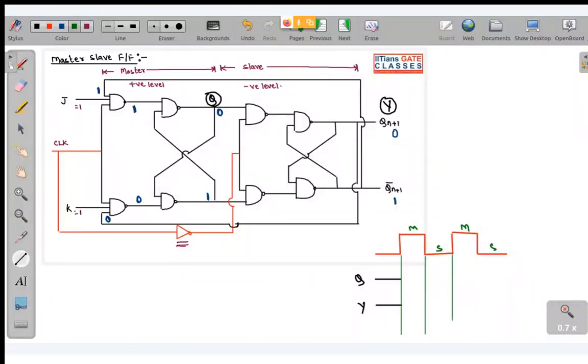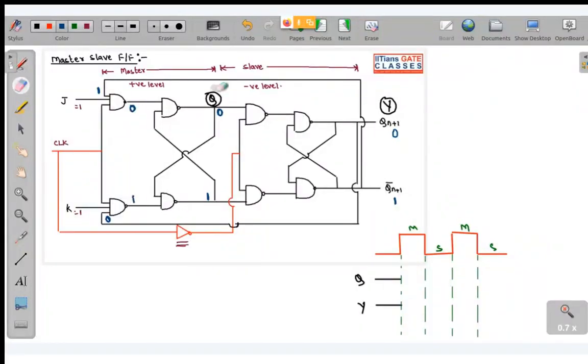Yes, tell me. Just after the NAND gate which is actually connected to J, the output of that NAND gate will be 0. Yes, sorry. So this is 1, 1, 1, so this will be 0. And here this will be 1.